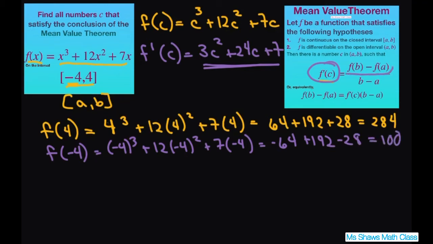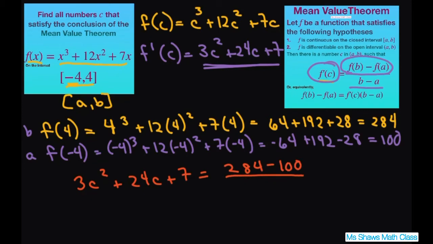Now what we're doing is we're subtracting. So basically I'm just working on the right-hand side of the equation now. This is your b, and this is your a part. So f of b is 284. Let me write this down. 3c squared plus 24c plus 7 equals 284 minus 100 divided by 4 minus -4. So this is going to give you 184 divided by 8, which equals 23.